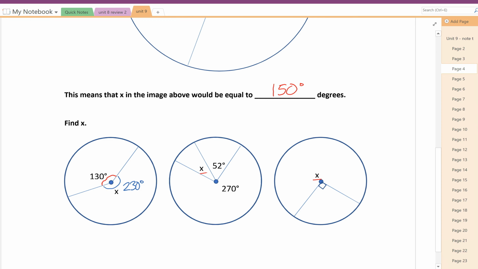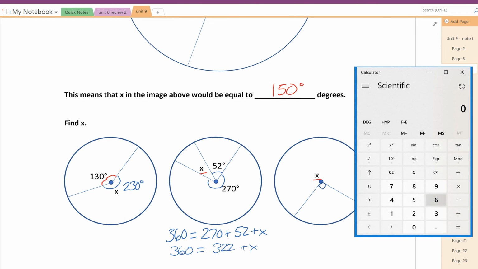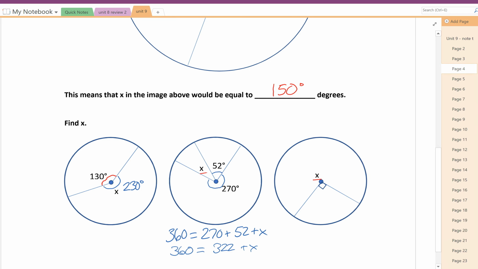Okay, on the second example, I have 2 angles here. One that's 270, another one that's 52, and then X. Okay, so for this one, 360 is going to be equal to 270 plus 52 plus the one I don't know yet. 270 and 52 is 322, so 360 equals 322 plus X. If I subtract 322 from both sides, again I'm going to do 360 minus 322. It's going to leave me with 38 degrees, so X would be 38 degrees.